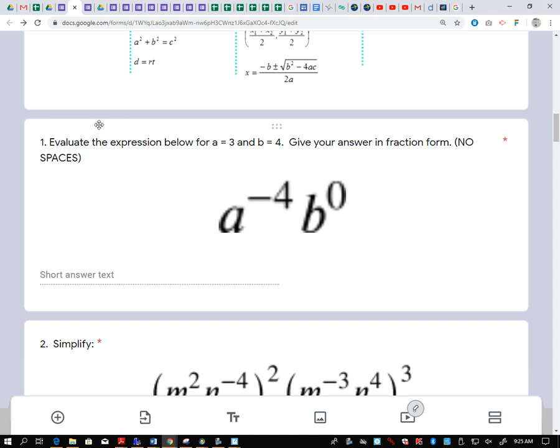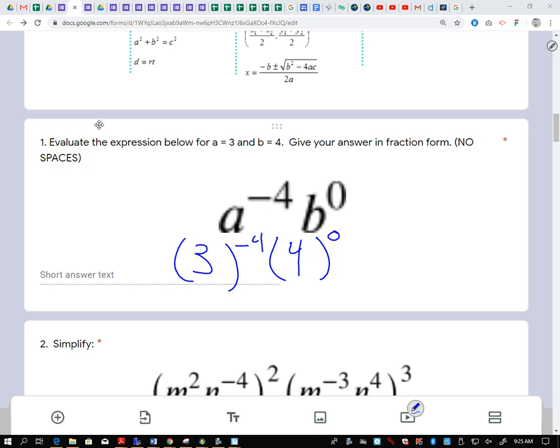All right, so what's the first thing I want to do with this? Anybody? Substitution. Okay, so substitute in, what am I subbing in for A? So 3, I got 3 to the negative 4th, and what do I have for B? 4 to the 0 power, right? And what is anything to the 0 power? No, test it, test it. What is 4 to the 0 power? 1. Anything to the 0 power is 1.